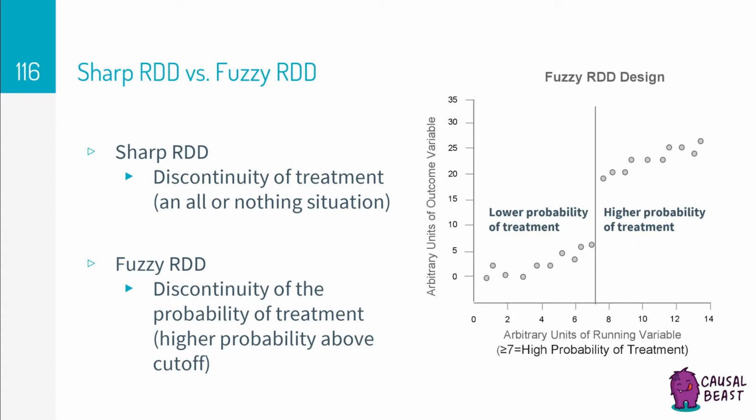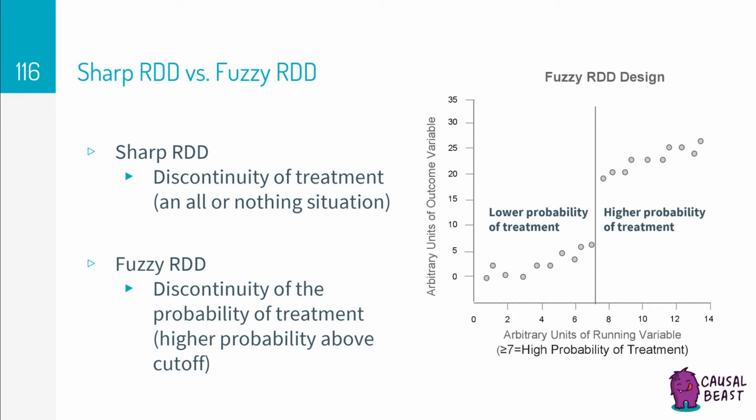For example, perhaps the scholarship from our previous example is not solely determined by SAT scores, but students above the cutoff get a higher chance of receiving the scholarship than those below it. Therefore, the threshold here is fuzzy. It concerns a discontinuity of the probability of receiving treatment. This means that students above the threshold may not receive the scholarship, and those below the threshold may receive the scholarship. Fuzzy regression discontinuity problems can therefore be solved using instrumental variables analysis.